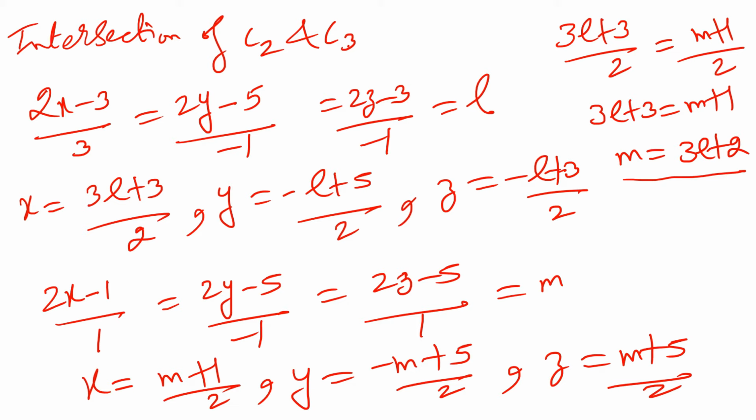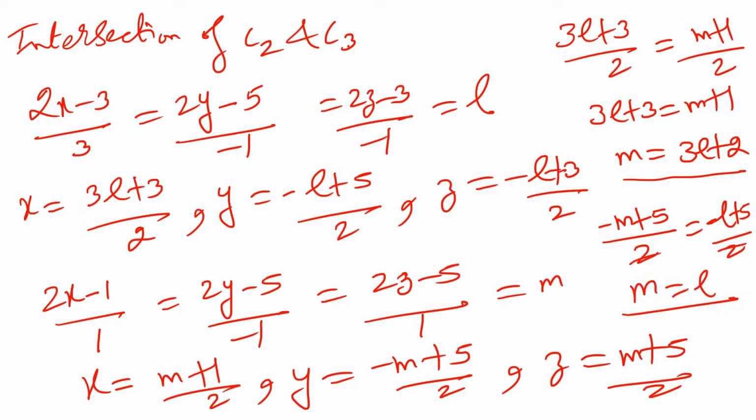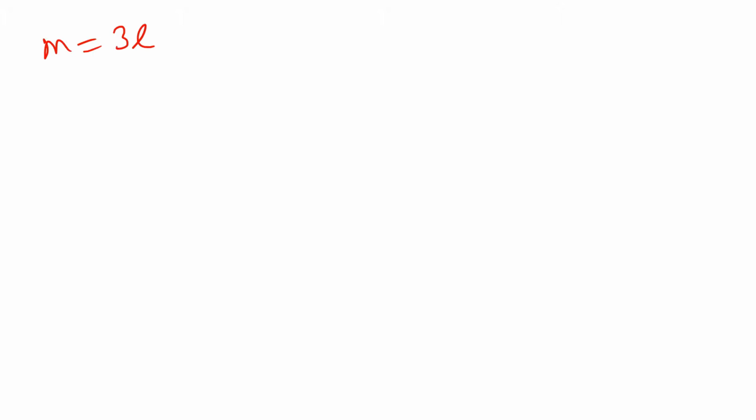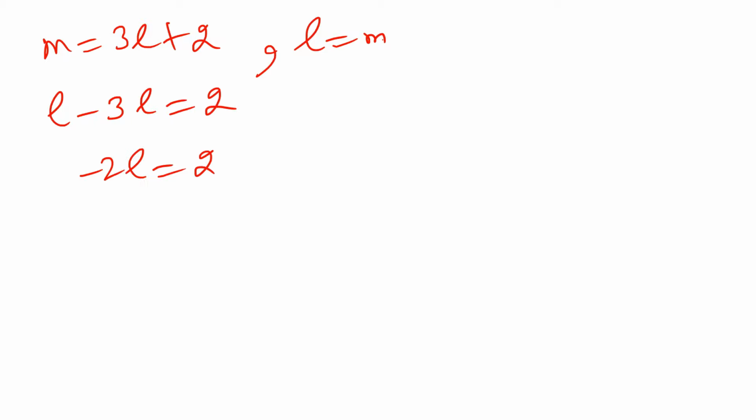Similarly, we equate the second values, that is the values of y. We'll be getting (−m + 5)/2 = (−L + 5)/2. So from here, we'll be getting the values of m and L equal to each other. Right, students? Now we'll be solving these two equations. Now m was 3L + 2, and we also got the second equation as L = m. So here I'm putting m = L. So it becomes L − 3L = 2, or −2L = 2, or L = −1. So that means m is also equal to −1, right?